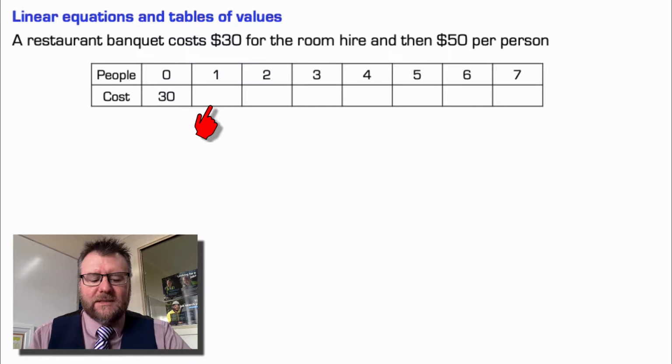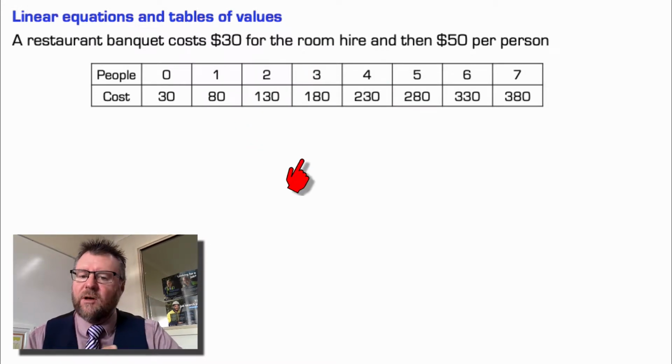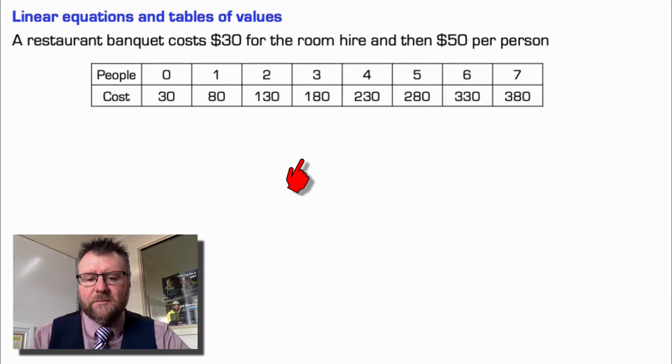If one person comes, once again, pretty crappy party, but it's only going to be $80, $30 for the room and $50 for that person. And you could see I could go through and work that out. For two people, it would be 2 lots of 50 plus the 30, etc., etc. And then I could complete my table. I've got a table of people and costs.